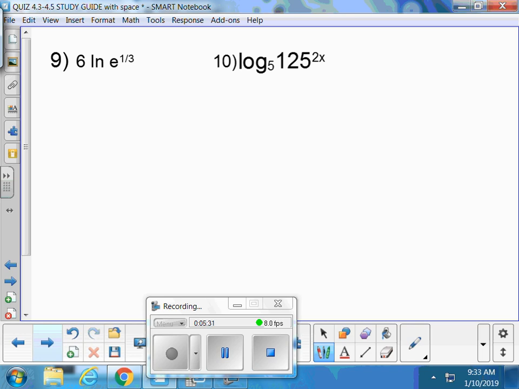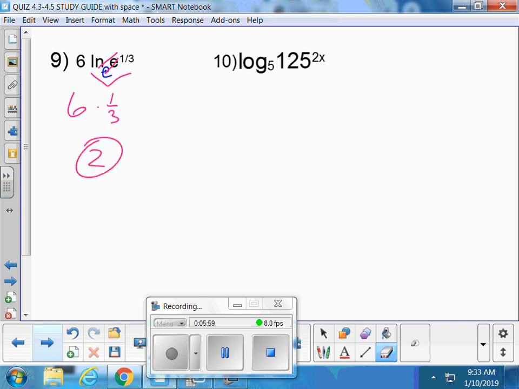Alright, looks like we're trying to simplify this. I was just thinking about the strategy we want to use for number 9. It does have a base of e. ln always has an invisible base e, and to me, that pops out as the cancellation rule. So all of this stuff here will have the value of 1/3. We'll still have the 6 hanging out, but we'll get our answer by typing 6 times 1/3. So it's 2.